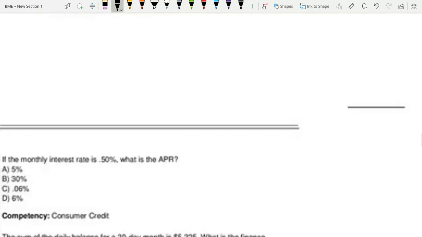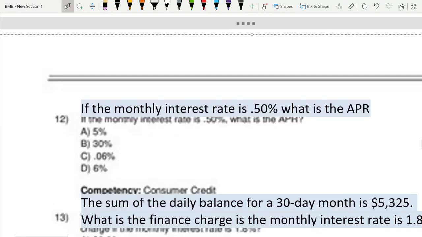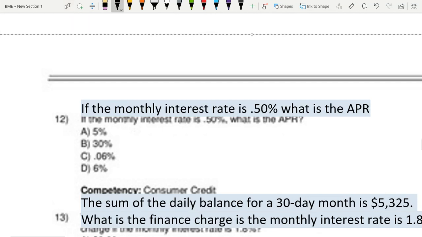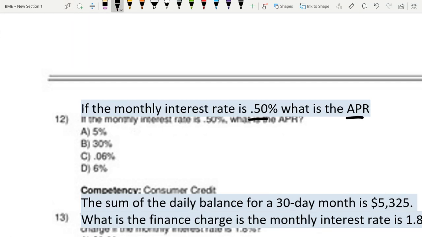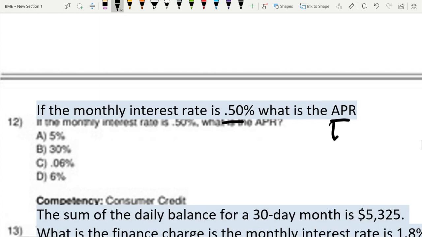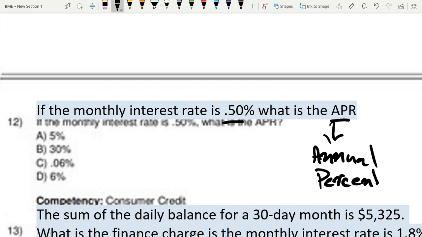Let's go on to one more question. The next problem is problem 12. If the monthly interest rate is 0.5%, what is the APR? APR stands for annual percentage rate, meaning over the year, annual percentage rate. So this is over the year.